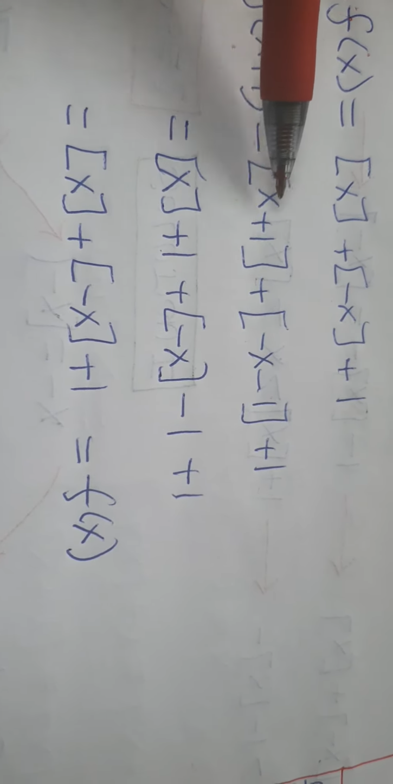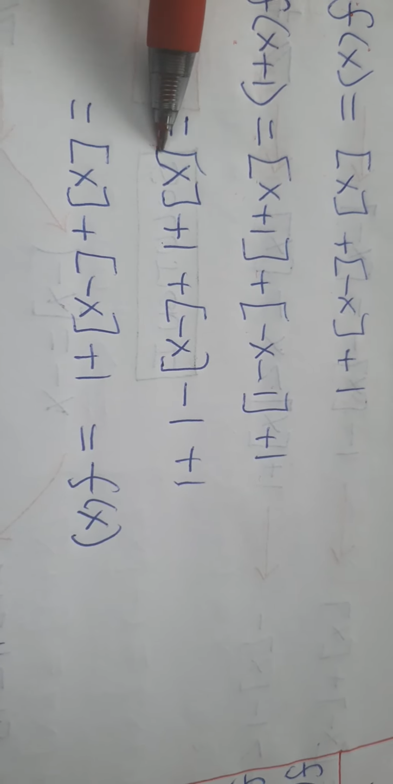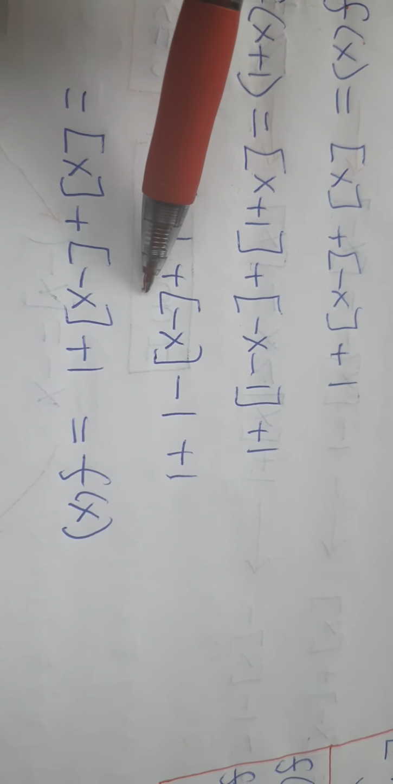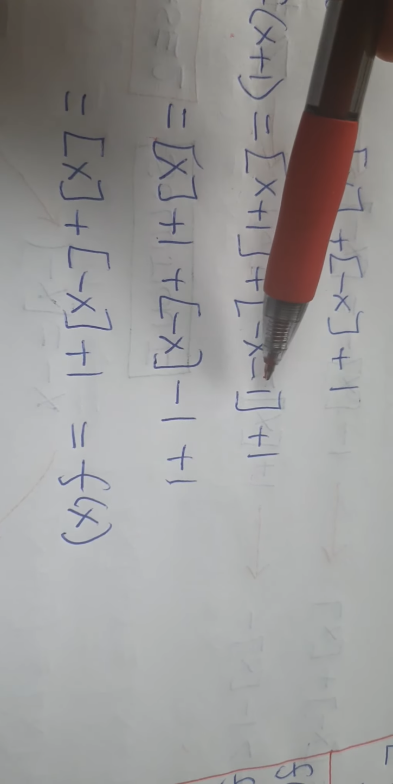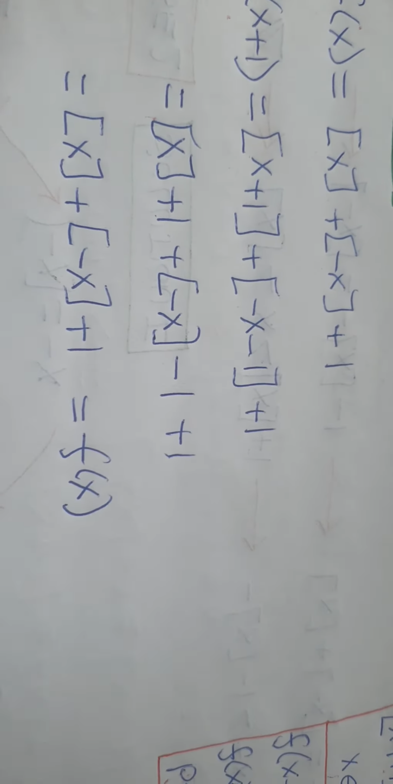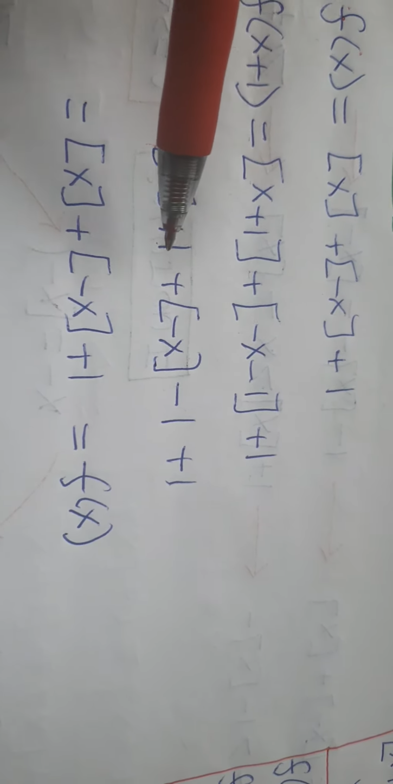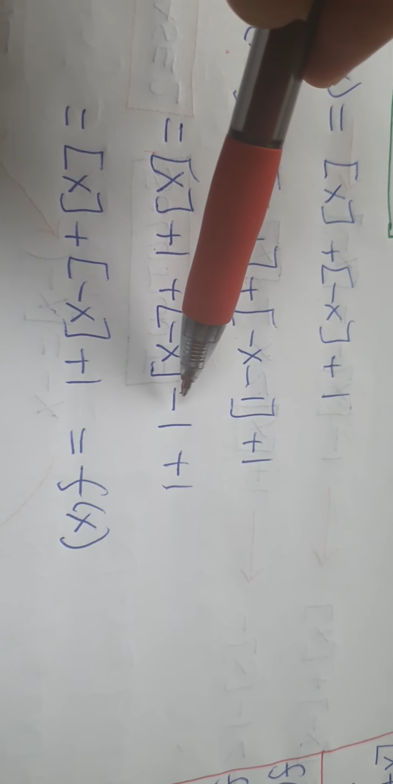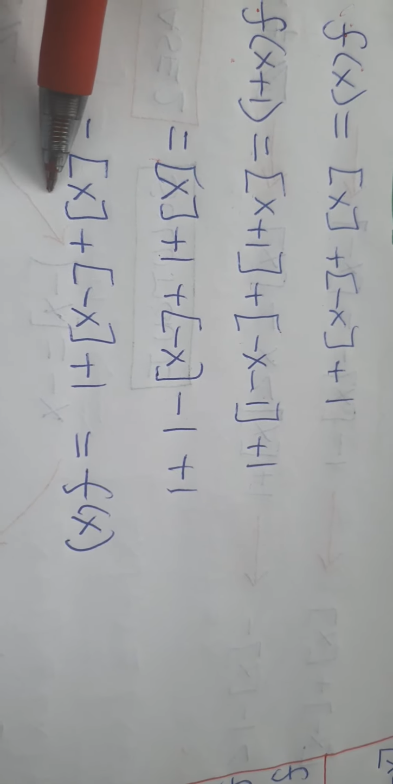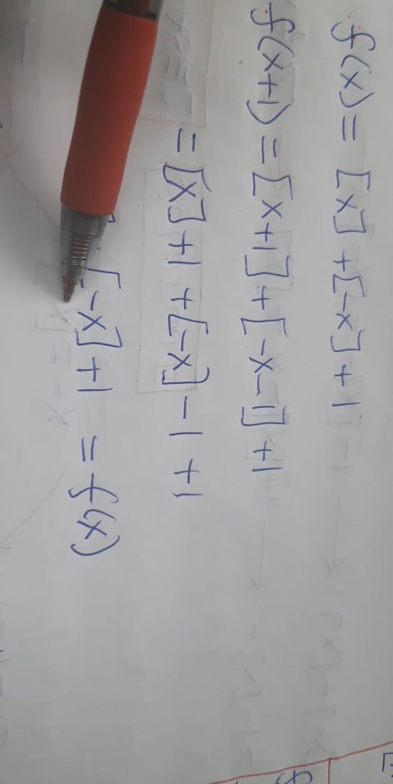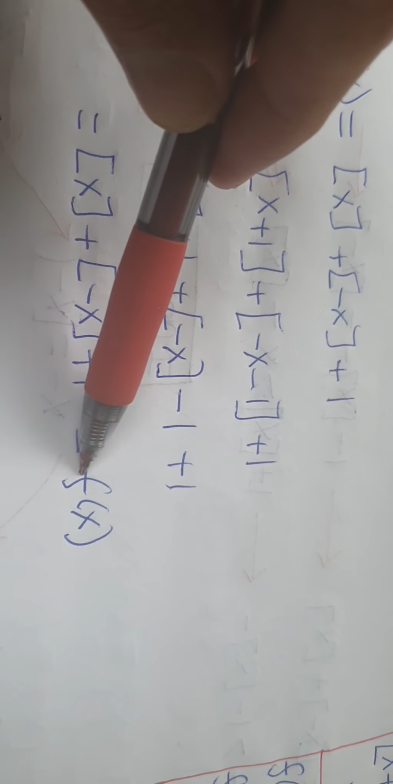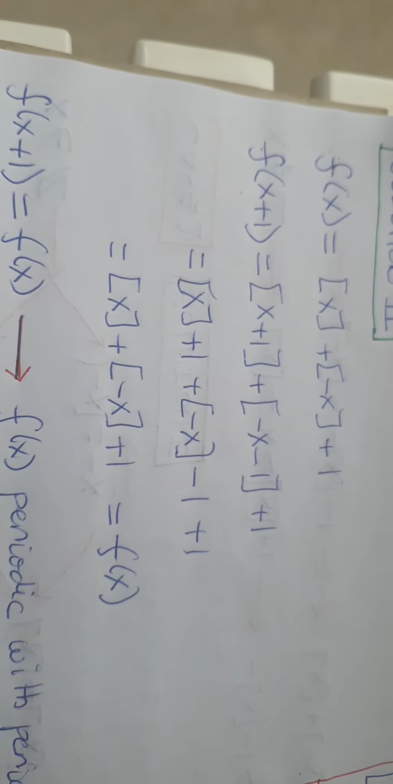So instead of x plus 1 here, I will take the integer part of x plus 1, and the same here, it will be the integer part of minus x, and minus 1 will be moved outside the brackets, plus 1. And notice now that 1 and minus 1 cancel out each other, and we have left the integer part of x plus the integer part of minus x plus 1, which is in fact the function f of x. So what have we done here?